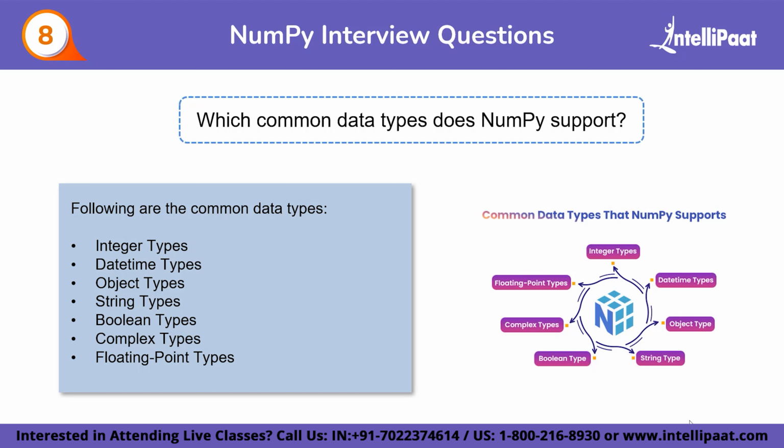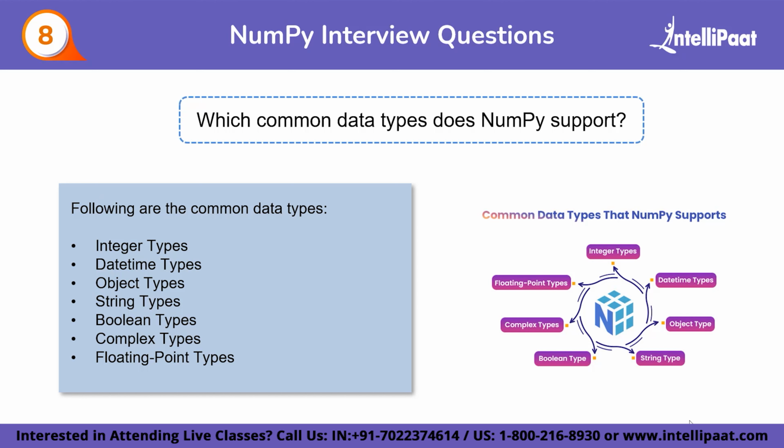Then we have boolean types, which represent true or false scenarios used for logical operations that have two options. Then we have complex types that handle complex numbers which have real and imaginary parts. Obviously we have real numbers and imaginary numbers, so it handles that type of data. And in the last we have floating point data types. Basically it represents real numbers with decimals like float32 or float64, essential for precision in scientific calculations. So these data types make NumPy versatile for different kinds of numerical and textual data processing.